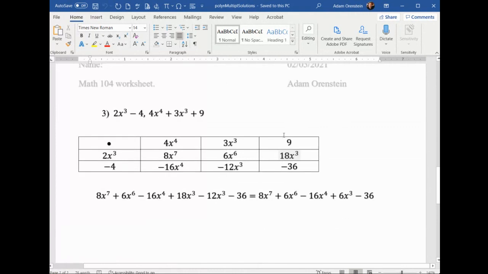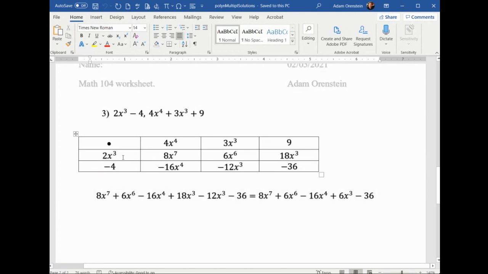Okay, this one's not too bad either. Again, it's basically the same process, right? Let me leave that here. I'm using the one with more terms for the columns. So we have 4x to the 4, 3x cubed, 9, each term gets its own column. 2x cubed is down here, minus 4 goes down here, as you can see.